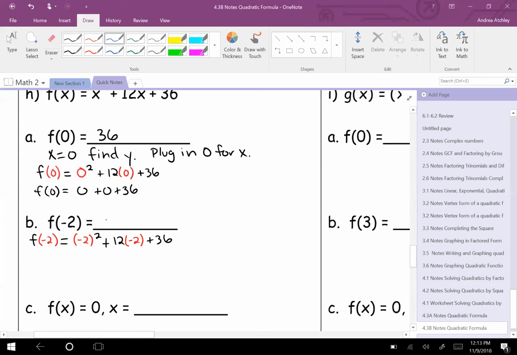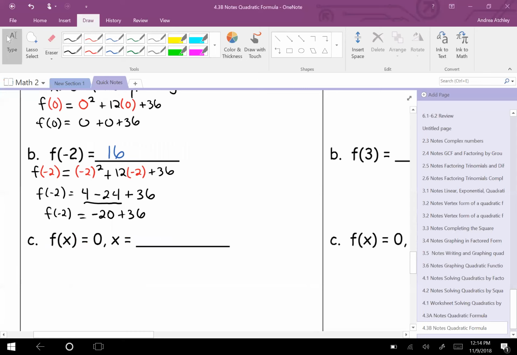Okay, class, what do we get? 16, very good. So let's just review. f of negative 2 equals negative 2 squared, which is 4. 12 times negative 2 is negative 24, plus 36. 4 and negative 24 is negative 20, plus 36. And then negative 20 plus 36 is 16. Any questions over that?